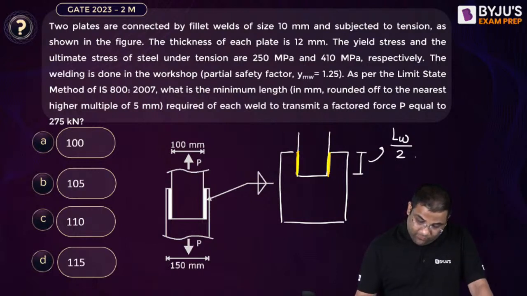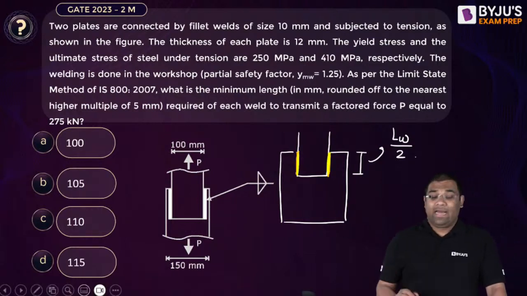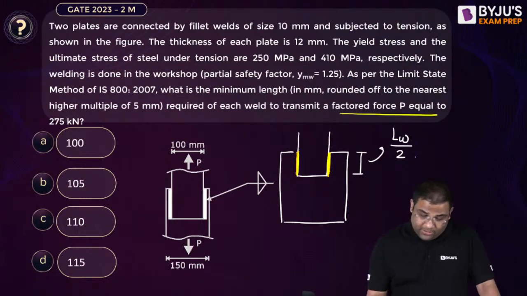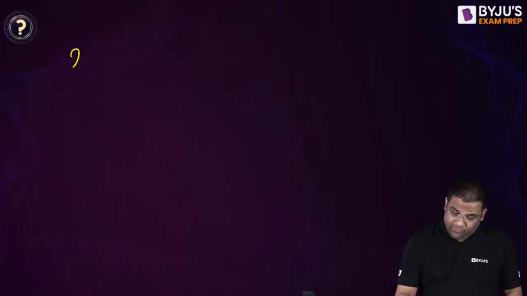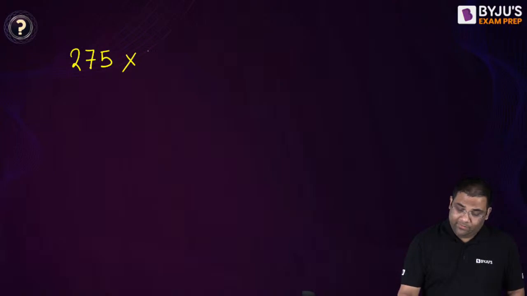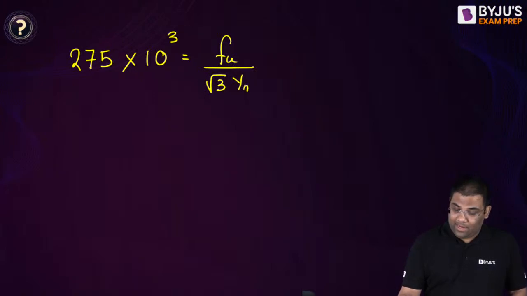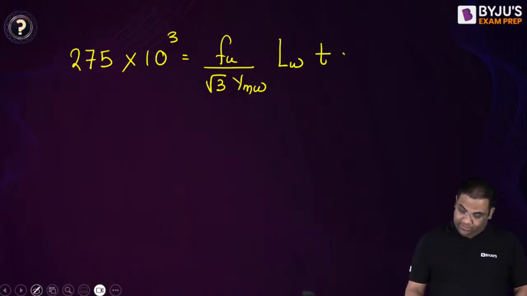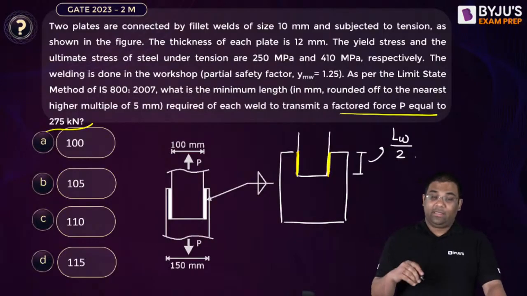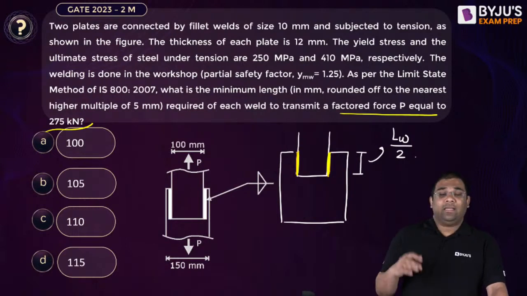Now I can find out total length of weld. How? It is given that this weld has to take a load of 275. If this is the load, then the strength should be at least equal to the load, right? So indirectly they are giving the strength. So what happens? This equation, same equation, the strength of weld is 275 kilonewton, will convert to newton. This will be Fu by root 3 gamma Mw, Lw into throat thickness. Same equation, you see? In 2020, they gave the length, they asked the strength. Here they gave the strength, they asked the length.